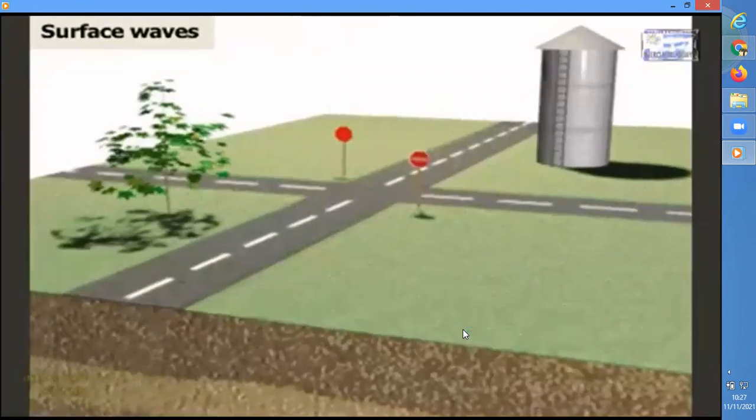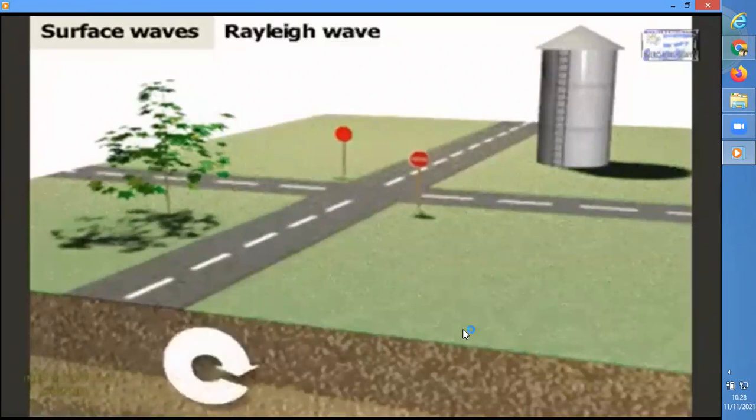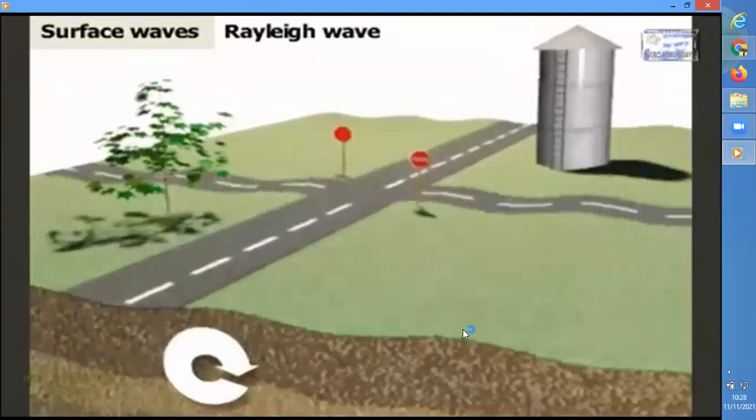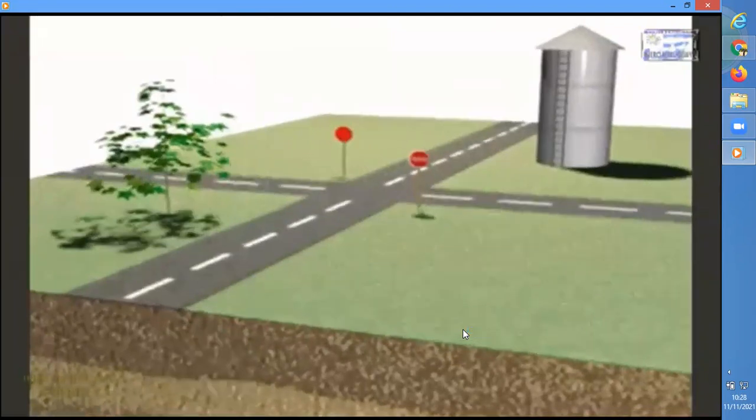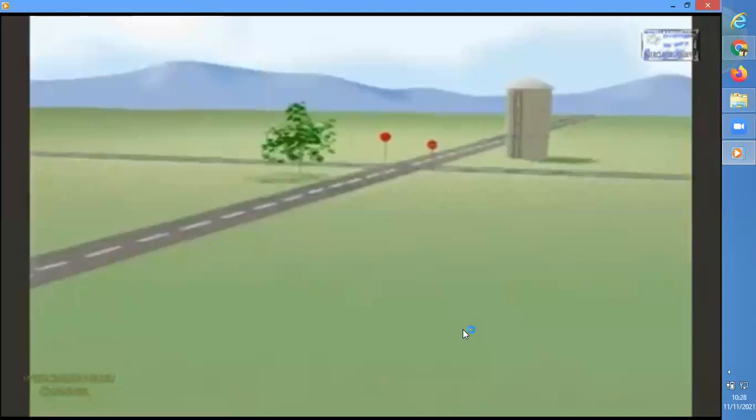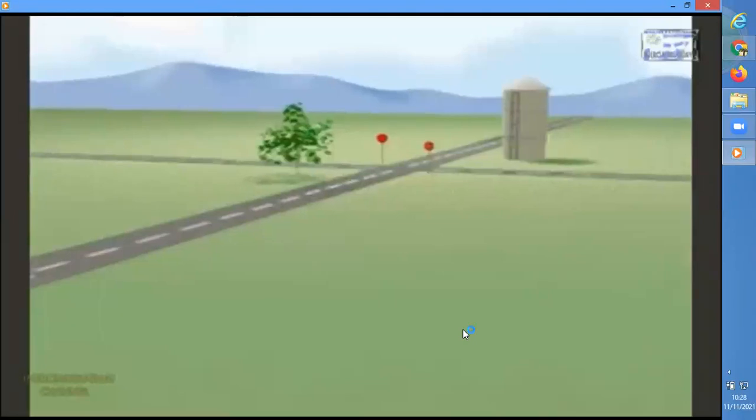The second type of surface wave is called a Rayleigh wave. It moves the surface of the Earth up, forward, down, and back in a circle. It can cause damage by knocking buildings off their foundations. In most earthquakes, combinations of Love and Rayleigh waves cause the most destruction because the ground shakes up and down and side to side at the same time.